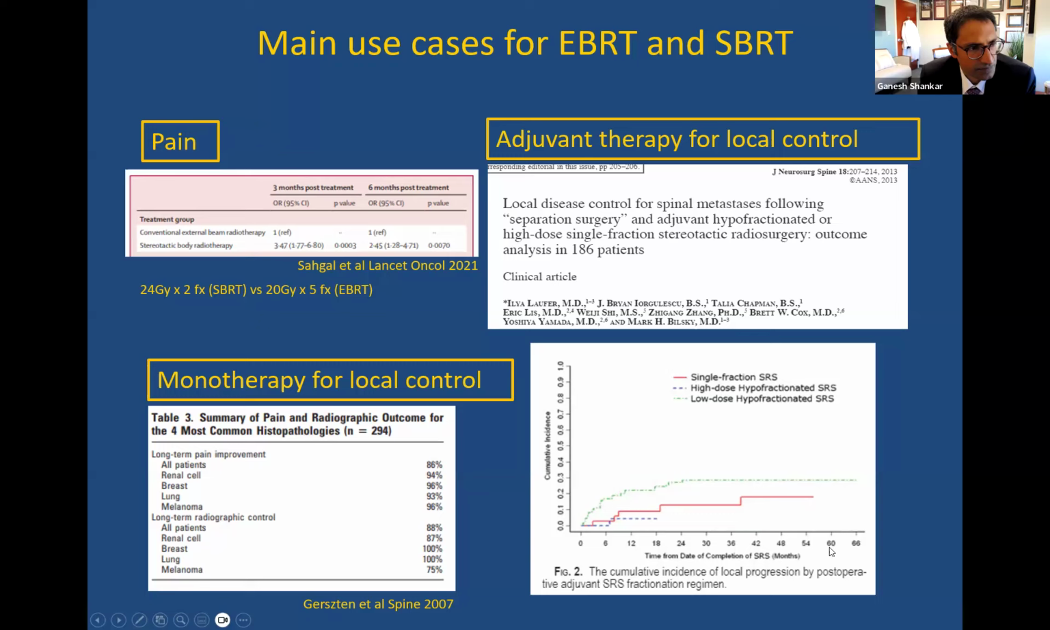undergone decompressive procedures, decompression and stabilization, they were able to have very good local control of the disease if they were administered radiation therapy, and even better local control when administered high-dose hypofractionated radiation therapy, as shown in the red and the blue curves.